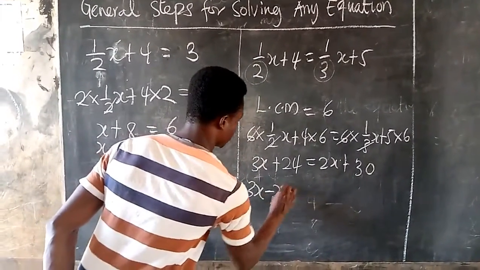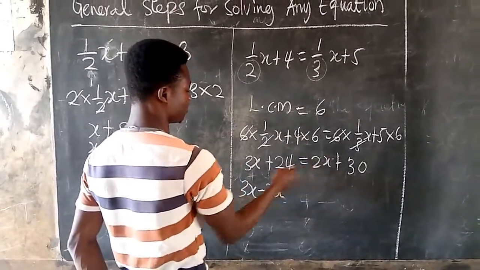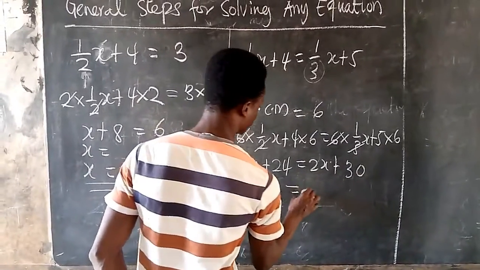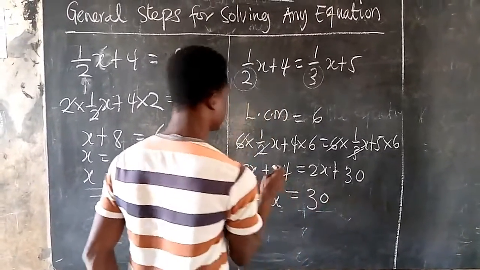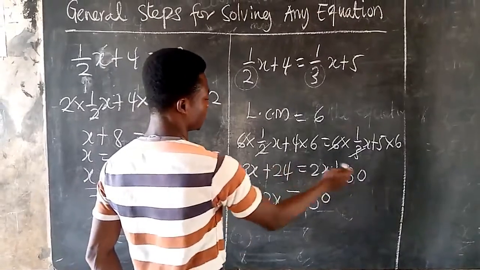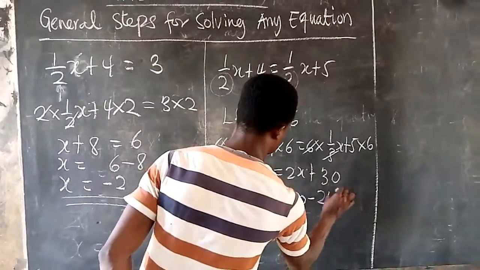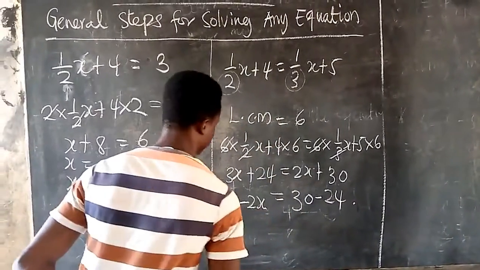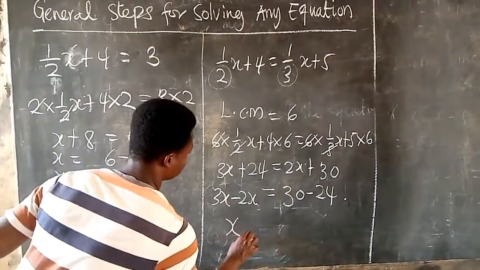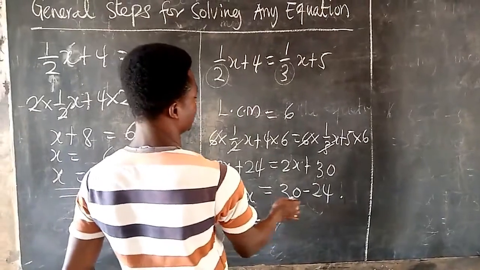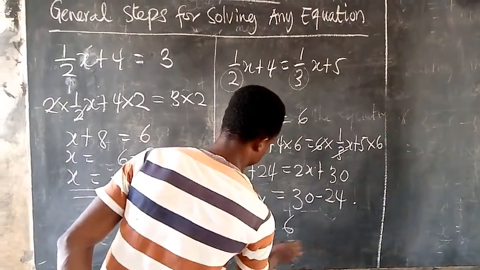So 2x will come here, because positive crossing the equal sign becomes negative. It's equal to 30, write it here, and positive 24 here. When it crosses the equal sign, it becomes negative. So we have minus 24 here. So 3x minus 2x will give us x, which is equal to 30 minus 24, which gives us 6, like this.